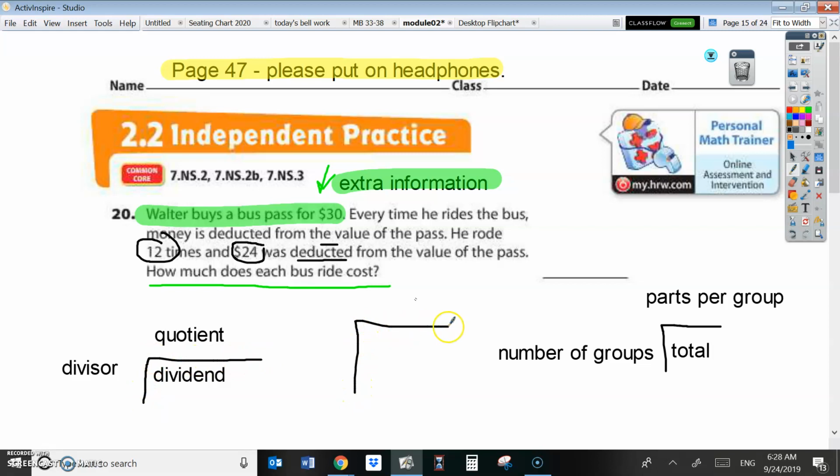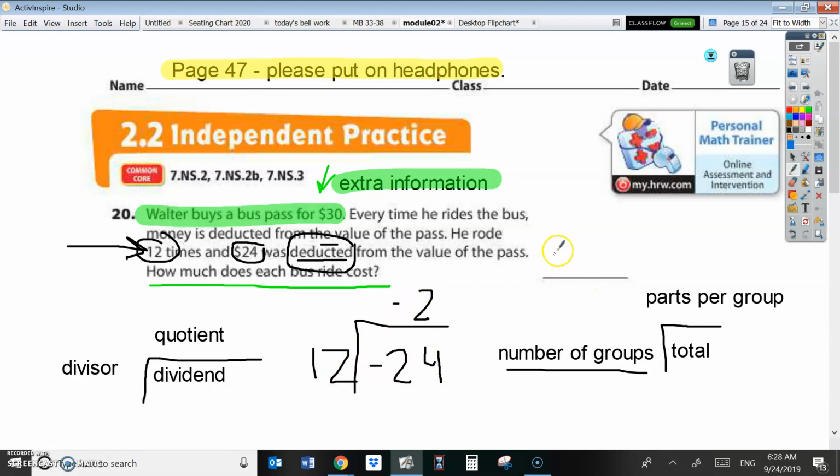So now put in the numbers here that we need. 24 is going here, and we know that it was deducted. Deducted is a negative amount. The number of groups is 12. That goes here. So 24 divided by 12 is 2, but don't forget that it was negative. So each bus ride cost $2.